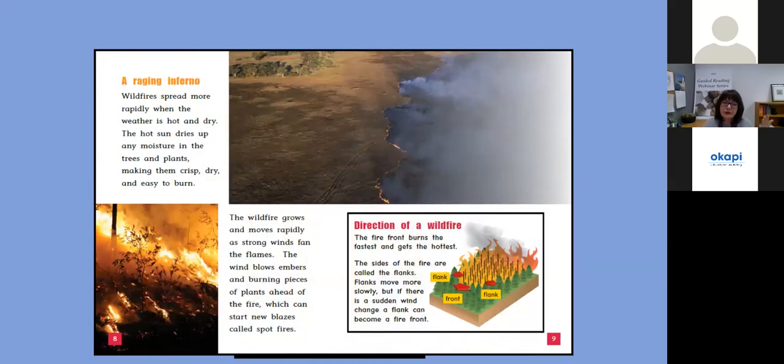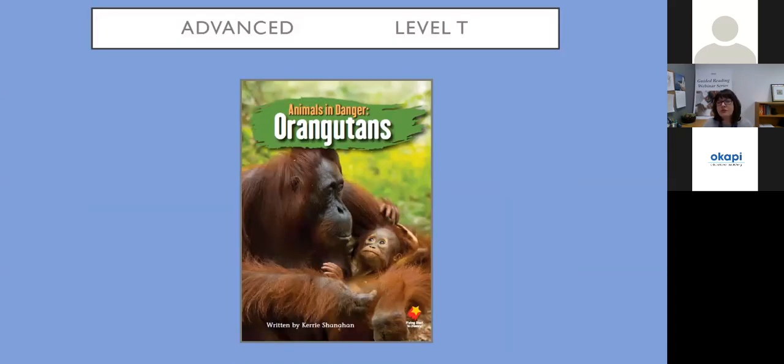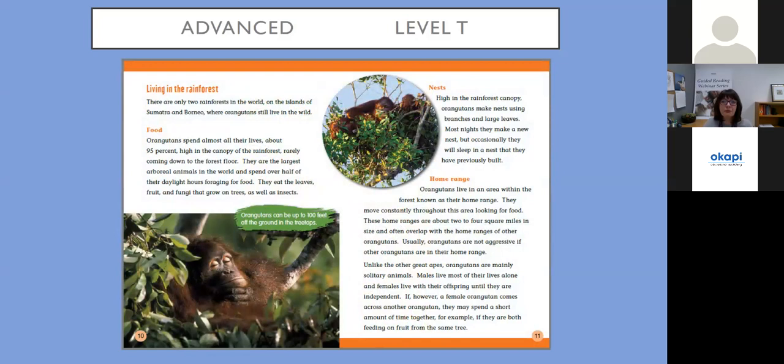And so the kinds of things that they start running across in these books is going to prepare them for these more advanced texts like Animals in Danger or Orangutans. This is the kind of book that really brings bigger concepts that kids are reading about in the world, but they're also really beginning to evaluate and discuss how authors use different literary devices, different organizational structures, different ways of advancing their points of view.